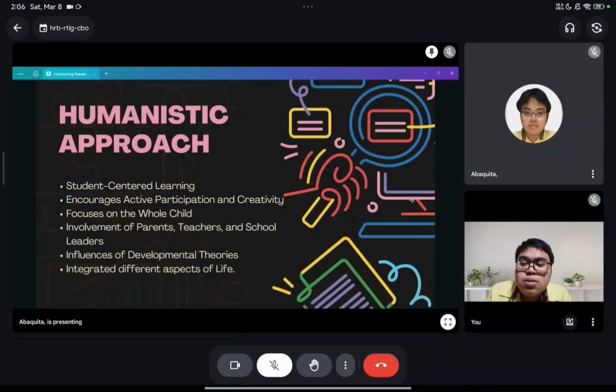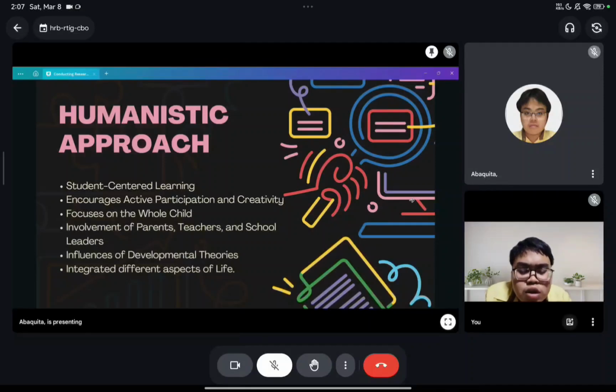Then second is to encourage active participation and creativity. In this approach, the students are very much encouraged to think critically, solve problems creatively, and to participate actively in the classes. And also, the learning is not limited to textbooks. Instead, it includes creative problem solving activities and interactive lessons, which develop both their intellectual and emotional skills.